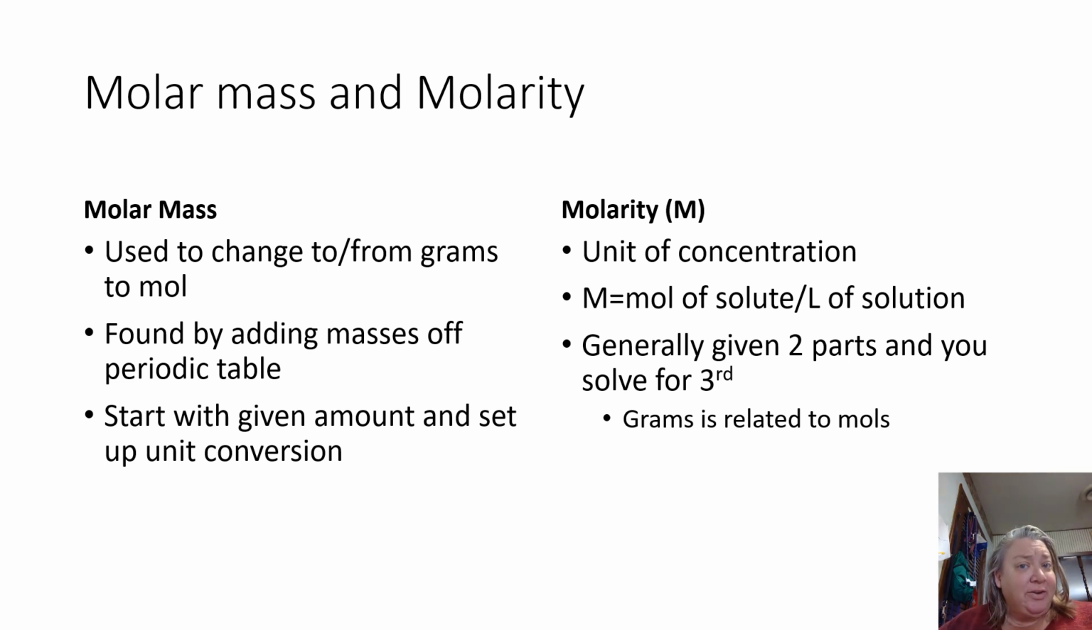Now, the way we calculate molar mass is by adding the masses off of the periodic table. So remember, on the periodic table, you have the number usually on top that's going to be the atomic number, the number of protons, and then the number on bottom that usually has a decimal in it, that's going to be the mass of 1 mole of that particular substance in grams. So that's the numbers that we're going to be using to find the molar mass.